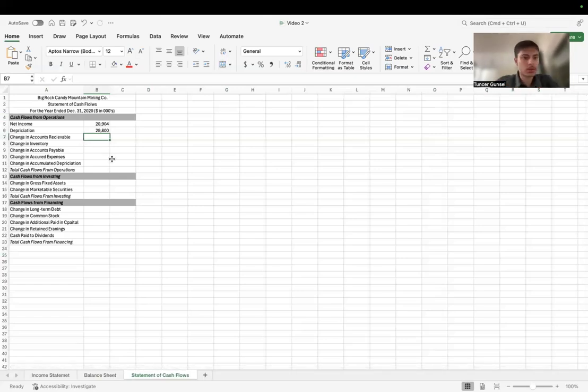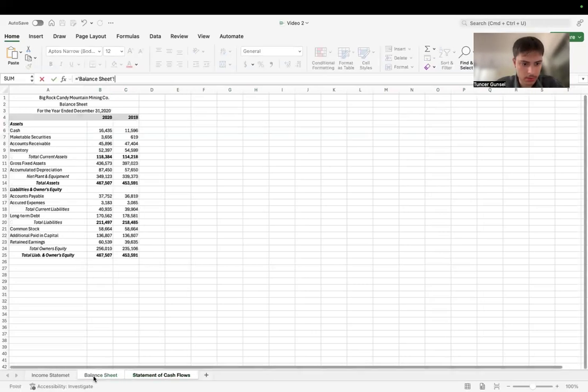So those are the only two numbers that we're going to use from the income statement. The rest of the numbers are from the balance sheet. By the way, we're doing the operating activities of cash flows. These are the operating activities of the company. So we're going to do the change in accounts receivable. So we go to the balance sheet.